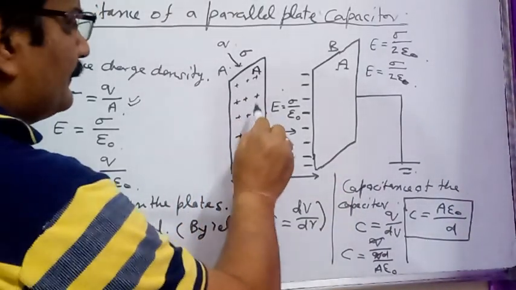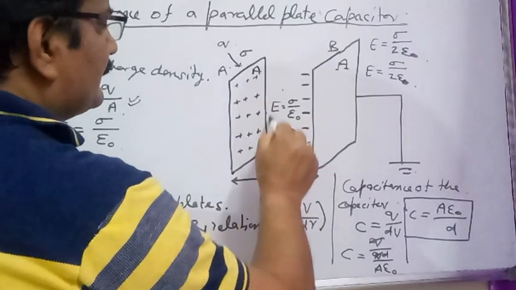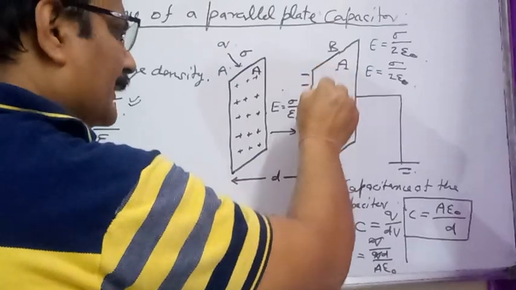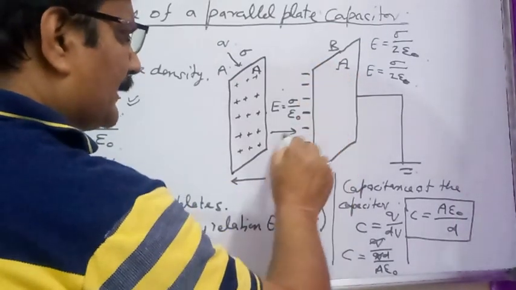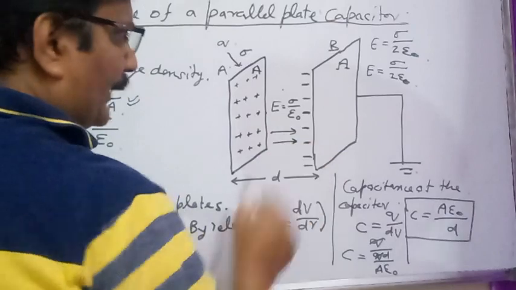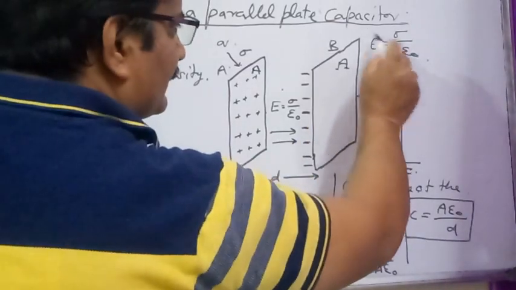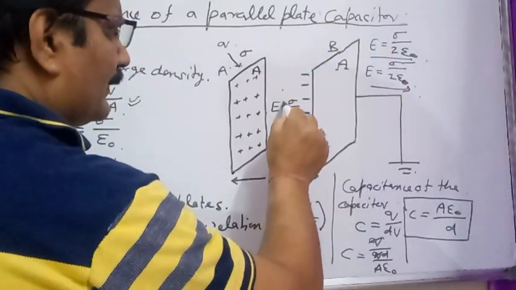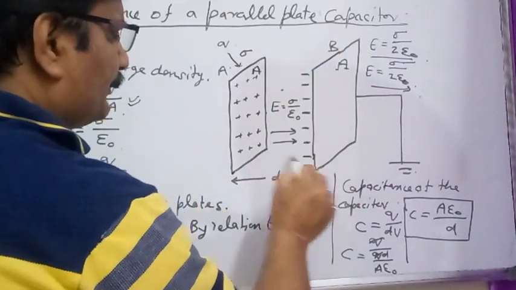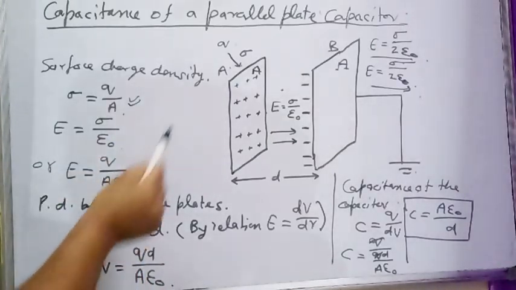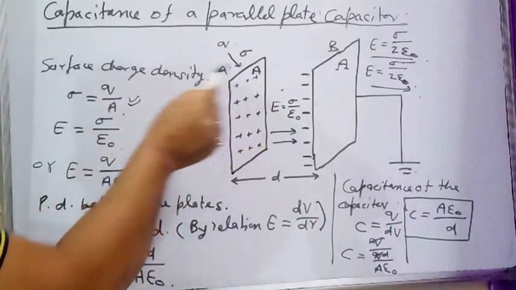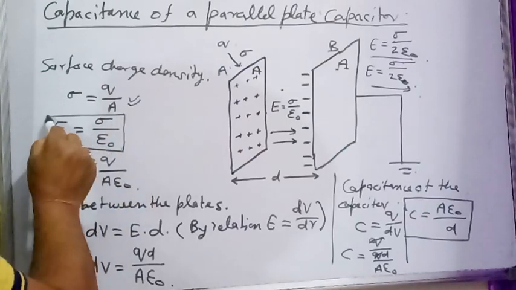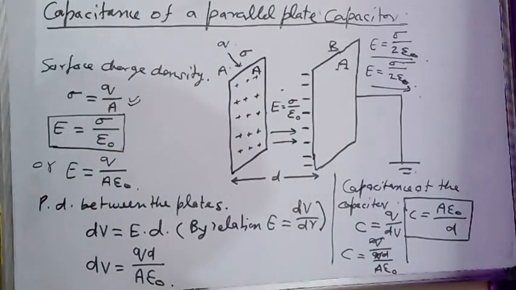Now the electric field due to the positively charged plate is in the direction left to right, and the electric field due to the negative charges on the surface of B is again in the direction left to right. So the direction of both the electric fields is similar. Then what is the total electric field at any point in between the plates of the capacitor? That is going to be sigma divided by 2 epsilon naught plus sigma divided by 2 epsilon naught, and it becomes E equal to sigma divided by epsilon naught.